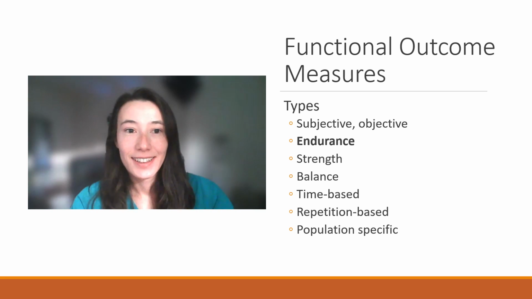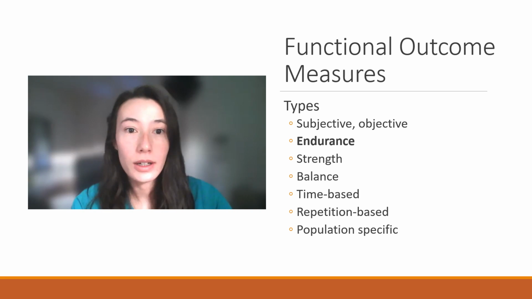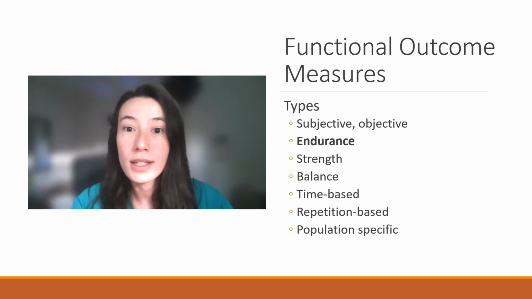There are functional outcome measures that address endurance. So for example, the 6-minute walk test. With this test, we're trying to see how far a patient can walk within 6 minutes. This test is purely a quantitative test. So it's just how far can I walk in this 6 minutes? It is not a qualitative test. We are not assessing the quality of their gait.